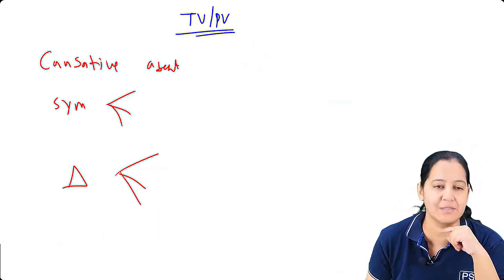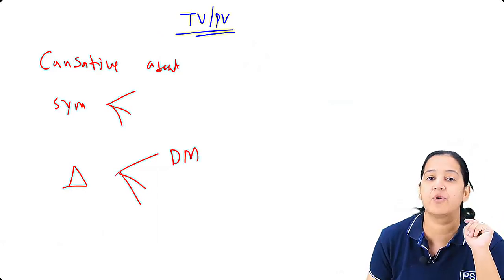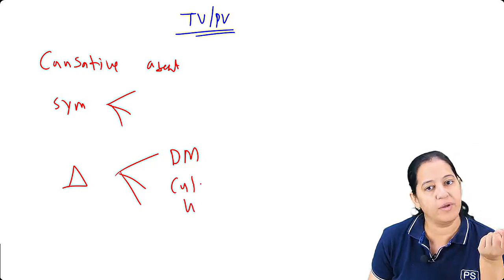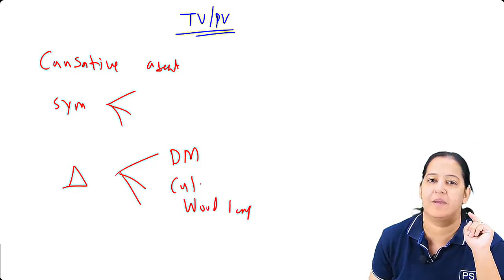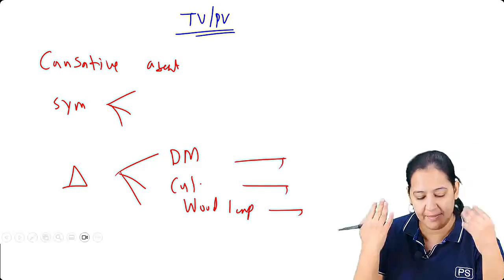Three ways of diagnosis may be what do you get on direct microscopy? What do you get on culture? What do you get on wood lamp? Hana, that you have to tell me. Hana, question will be like this. So tell me answers. Chalo, fatafat.